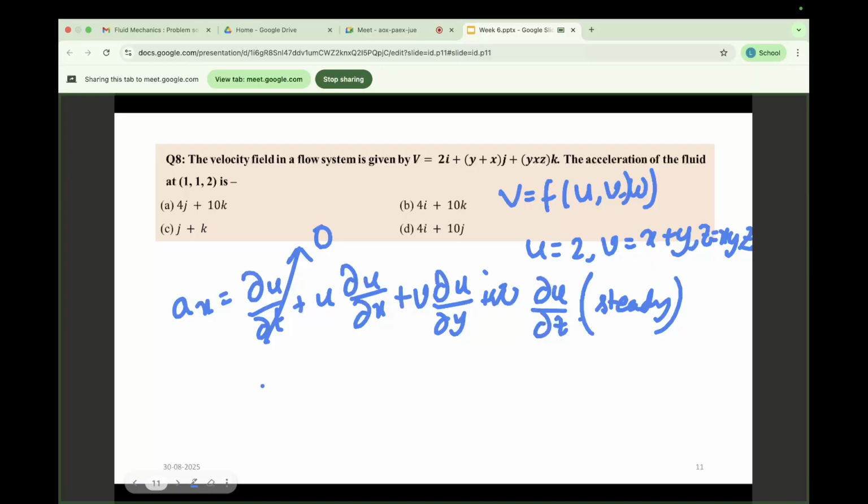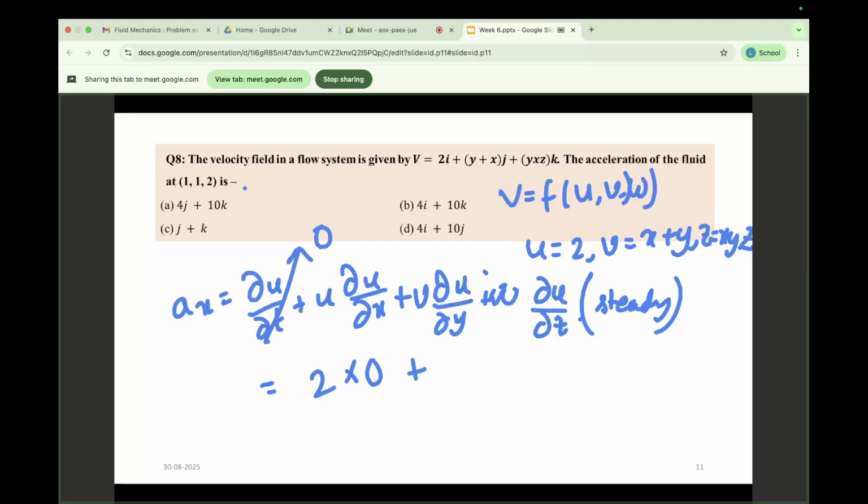Okay. So what is u here? U here is 2. What is the derivative of u? Because it's a constant, it should be 0. What is v? V is x plus y. So in place of x plus y, the point value should be put.